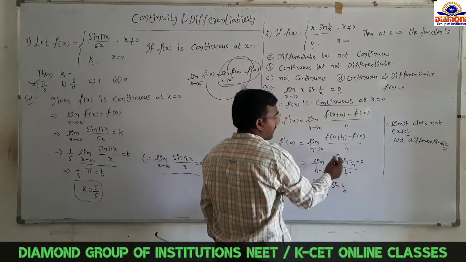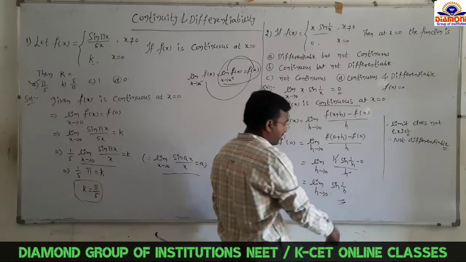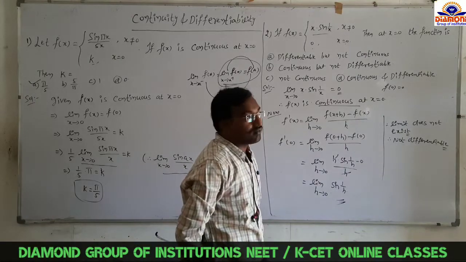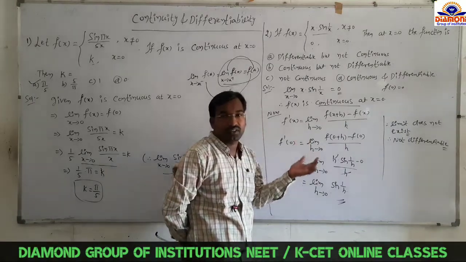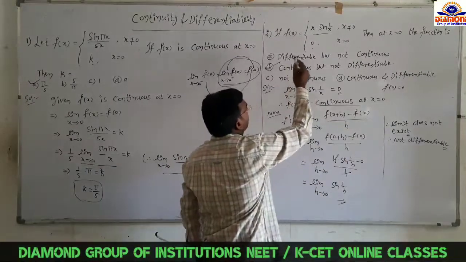Here h cancels. So what is the remaining? The limit as h tends to 0 of sin 1 by h. This limit does not exist. So differentiation does not exist. So finally what do you say? The given function is continuous but not differentiable. So option B.